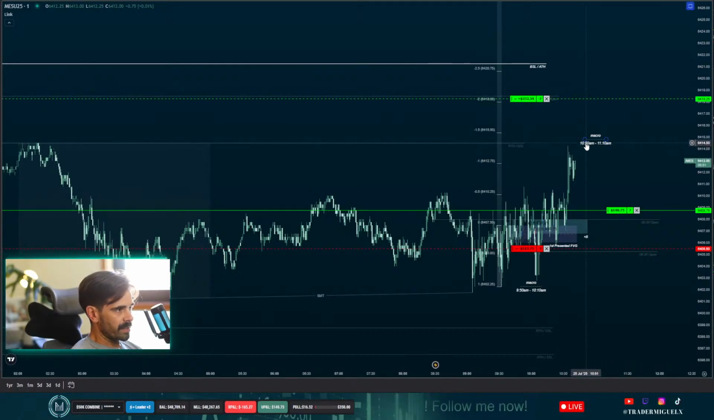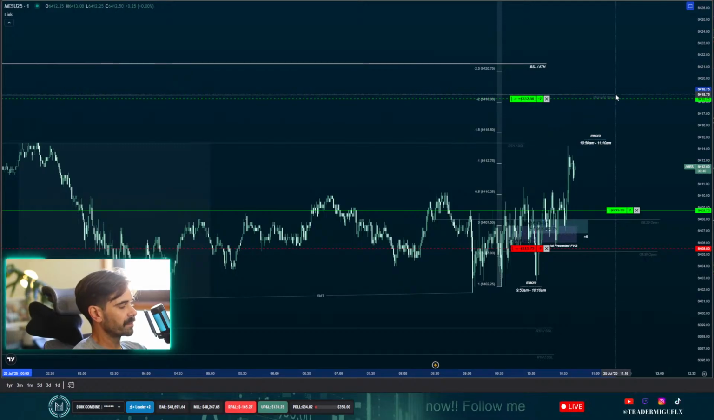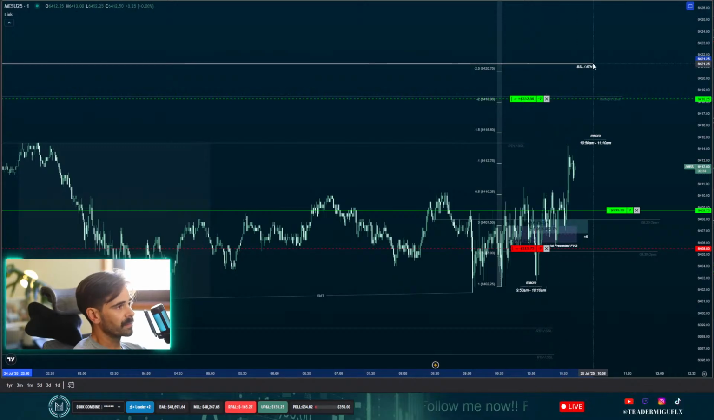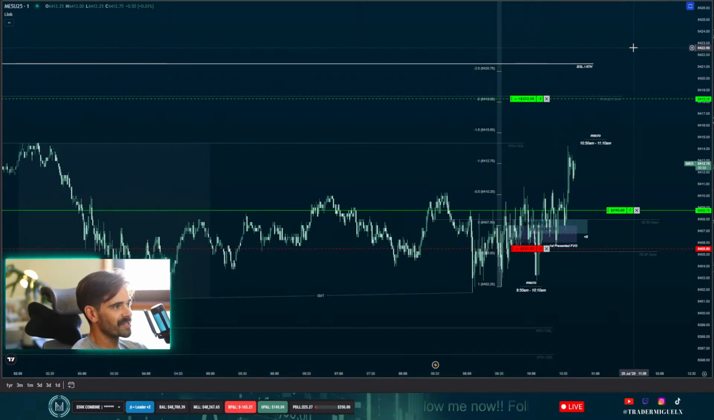I'm hoping that 1050 macro will give us some more fuel to drive price a little bit higher. Would like to see eventually midnight open here as a target, and yeah, all-time highs because we are just driving higher. It's been crazy for the American indices, honestly.